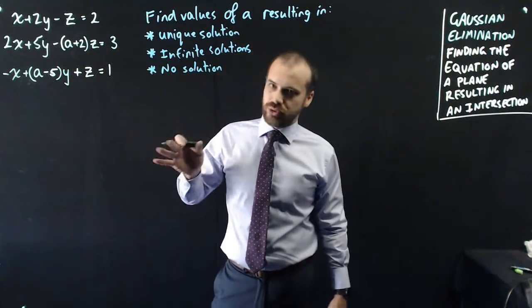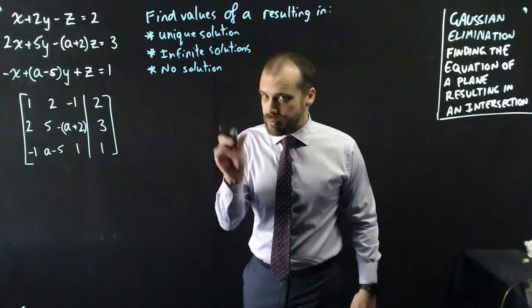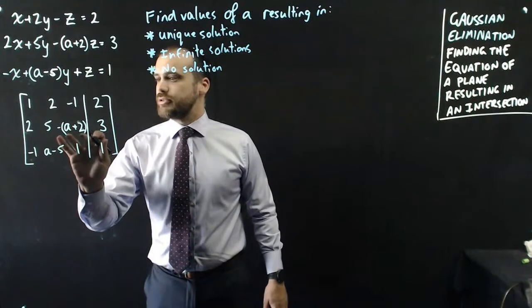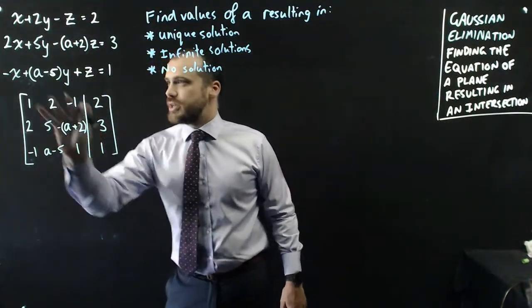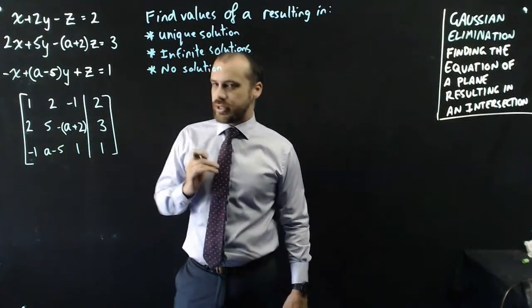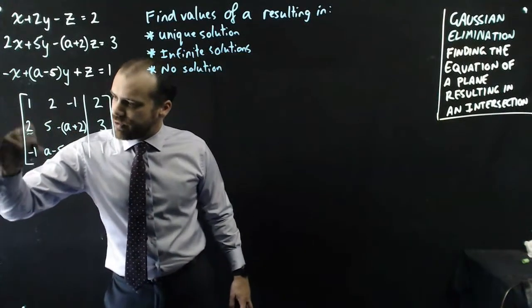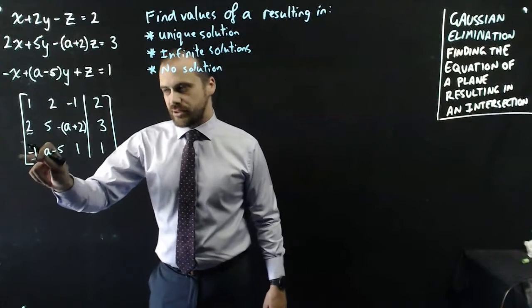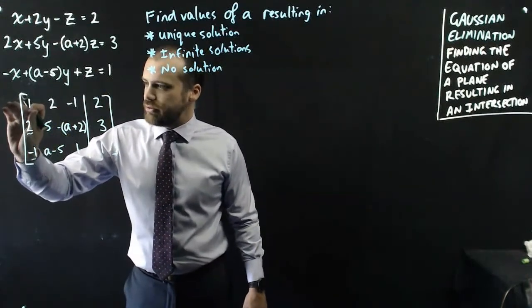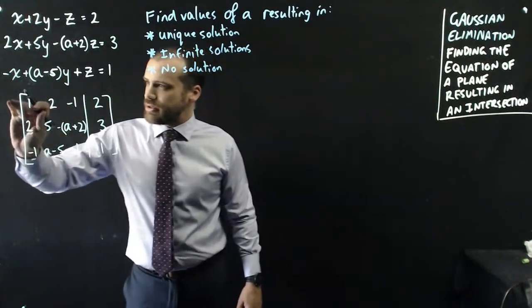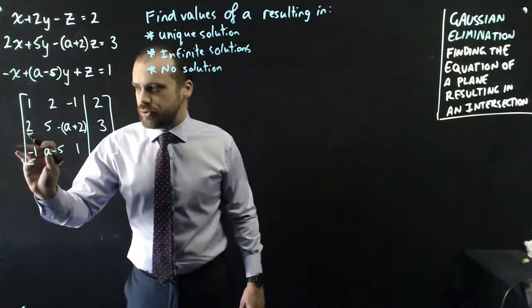So I'm going to put it into an augmented matrix first. So far, not much different to what we've done in the past, just this little thing here. Be careful, it's negative a plus 2, so negative a plus 2 goes there. This is a minus 5, so that goes there. Now, we're going to want to get rid of this and this, make that 0, make that 0. So I can do that by subtracting 2 times row 1 from this and adding row 1 to here.